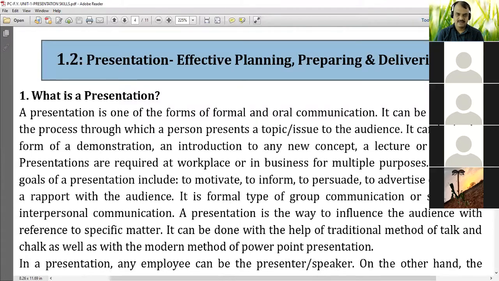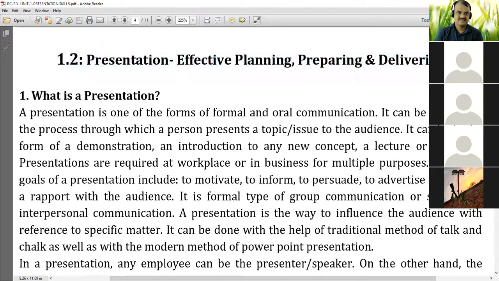Read out. Presentation: effective planning, preparing, and delivering. Correct. So here we are going to deal with the actual presentation and the different steps in the process of presentation. If we concentrate on this first word, presentation, I will take you back to our first lecture, during which we discussed different forms of professional oral communication. Do you remember our first lecture?